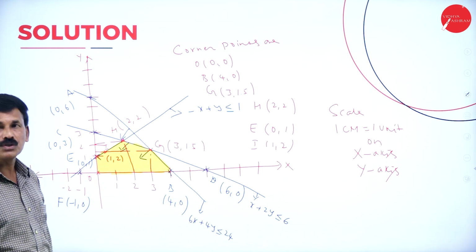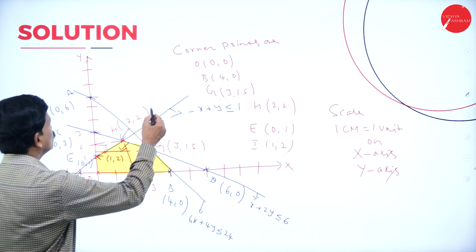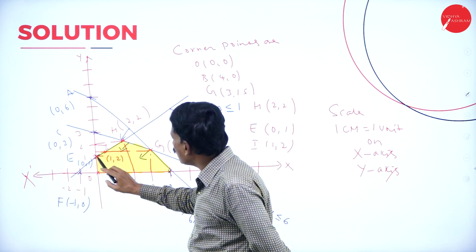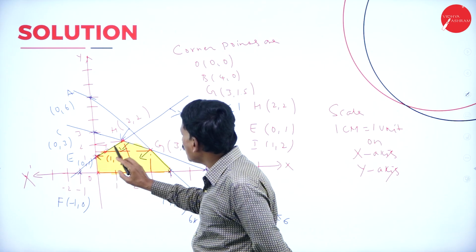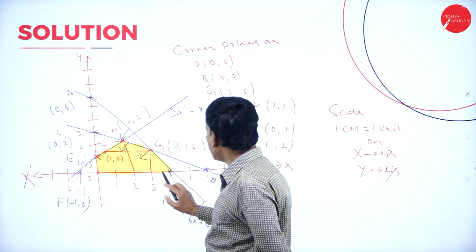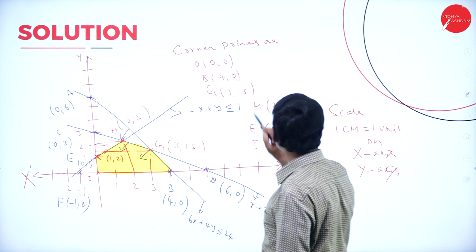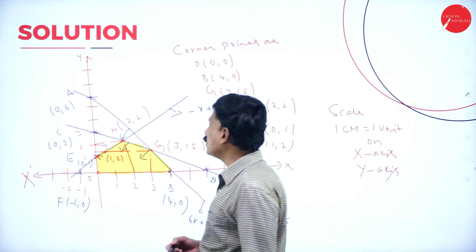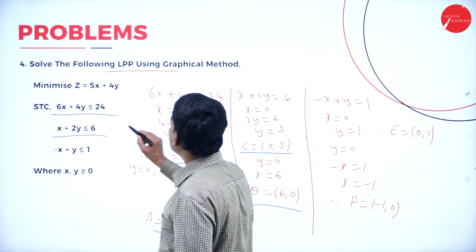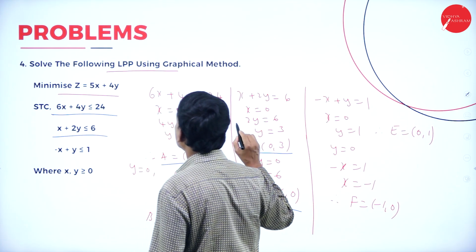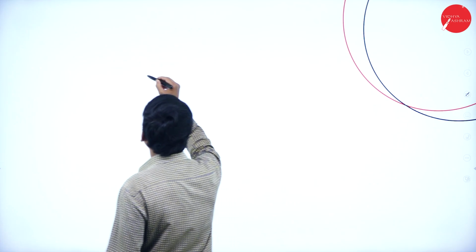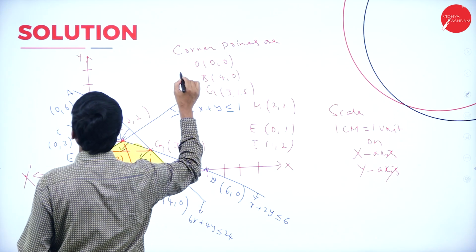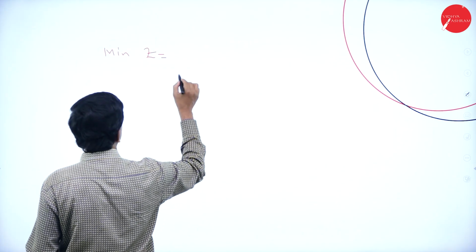So the corner points are O, E, I, H, G, and B. These are the corner points. Now, let us simplify what is the maximum and minimum value you are going to get. What is the objective function? Minimize z is equal to 5x plus 4y.